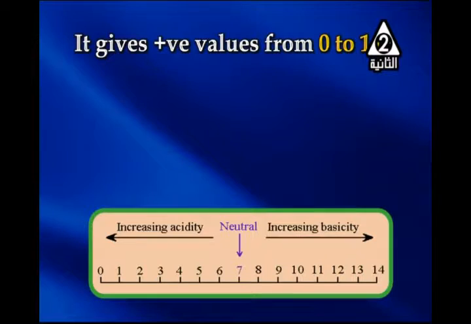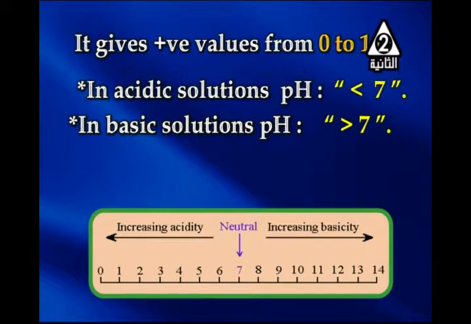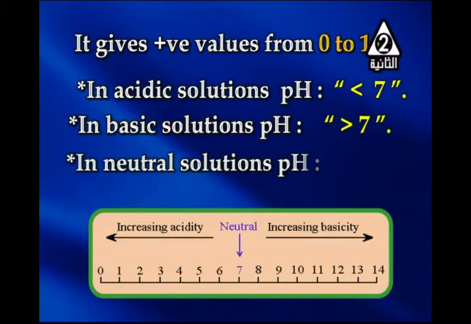My dear students, as shown on the screen, we have the pH scale, which ranges from 0 to 14. In an acidic solution, pH is less than 7. In a basic solution, pH is more than 7. While in a neutral solution, pH equals 7.